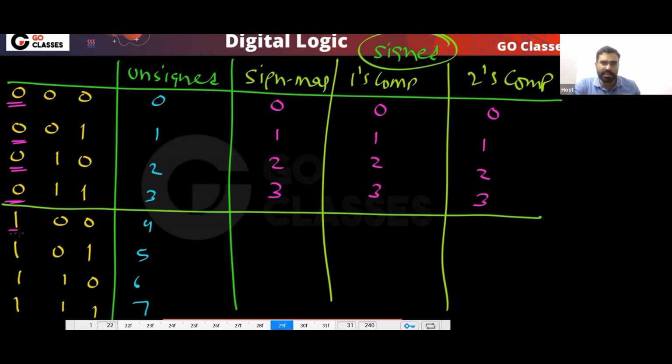Here in sign magnitude, this is minus 0, this is minus 1, this is minus 2, this is minus 3. Next, in the 1's complement system, what are these values? These are all negative numbers. Take the 1's complement of this, that will be 011, which is 3, so it is minus 3. Take the 1's complement of this, that will be 010, so that is minus 2. Take the 1's complement of this, that will be 001, so that is minus 1. And this will be minus 0.